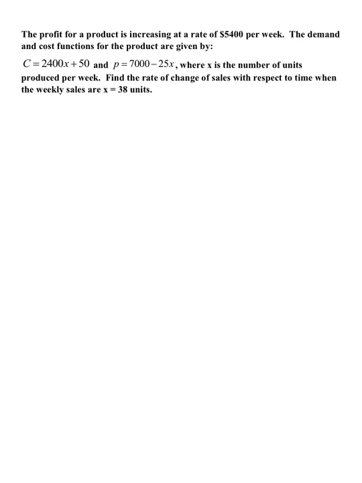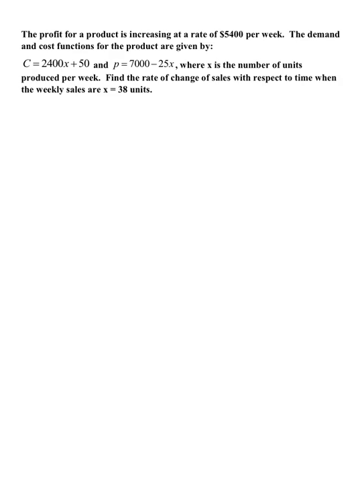In our second example, the profit for a product is increasing at a rate of $5,400 per week. The demand and cost functions for the product are given. x is the number of units produced per week. Find the rate of change of sales with respect to time when the weekly sales are 38 units. Rate of change of sales, that's dx/dt. In the first sentence, we're given a rate of change for profit. So we've got to attack this one a little bit differently towards the end compared to the first example.